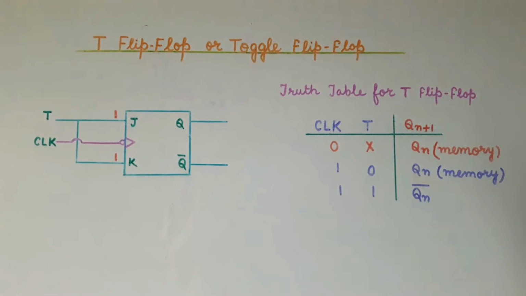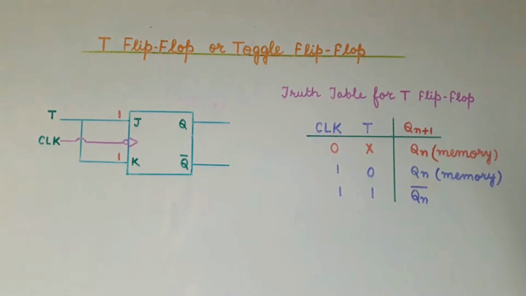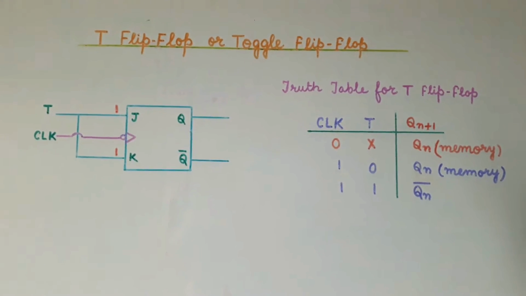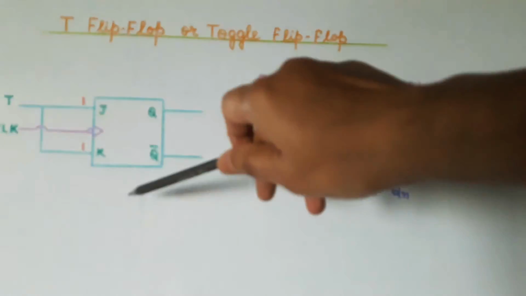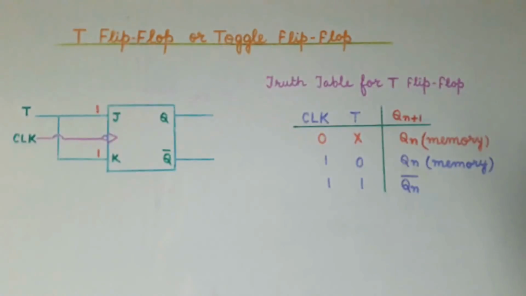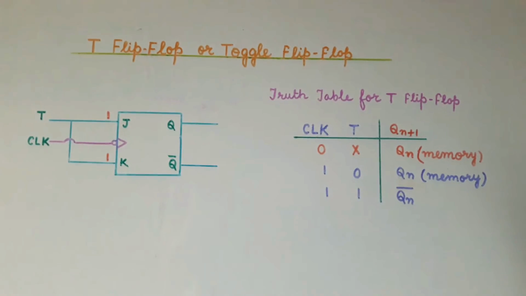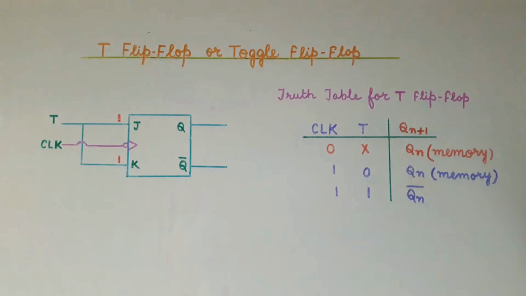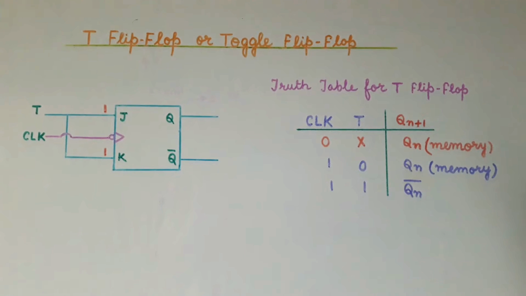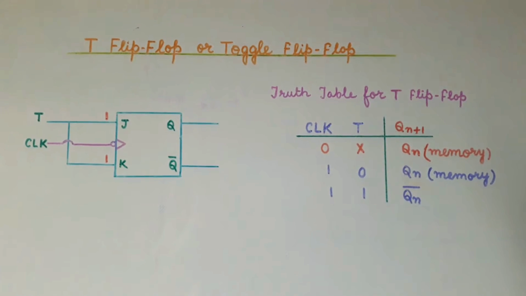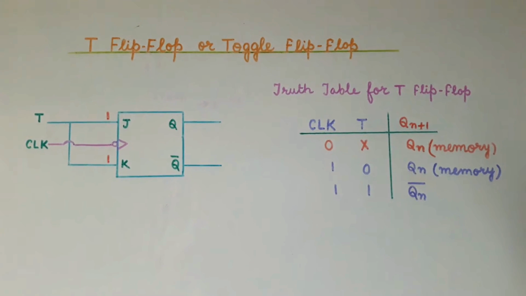But in D flip-flop, we had complemented the input. In this case, we will not complement the input. We will just give the same input so that J and K are same always, and we call this input as T. This is the clock. So we see here that this is a very simple flip-flop which we call a T flip-flop, which has been obtained from a JK flip-flop when we make both the J and K inputs the same.